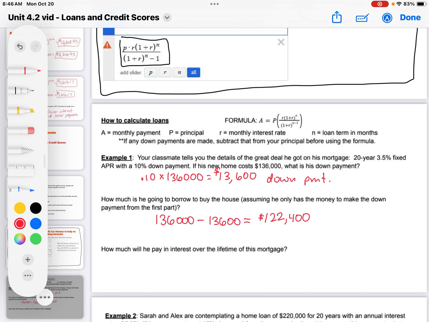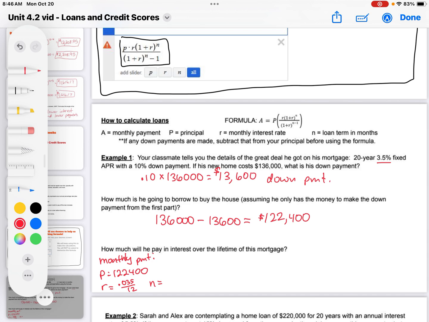All right, so then to figure out how much he will pay in interest over the lifetime of his loan, this is where we're going to have to figure out the formula. So the monthly payment: what we're going to do first is our P is going to be that 122,400 that we got. R is going to be your APR, but it's going to be divided by 12 because we want the monthly, 3.5%, so it'll be 0.035 divided by 12.